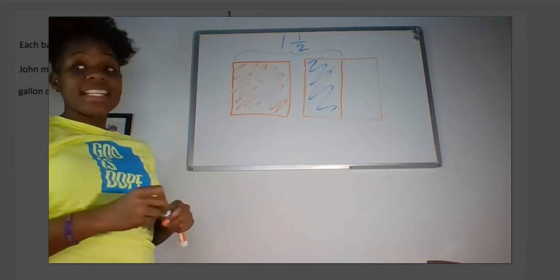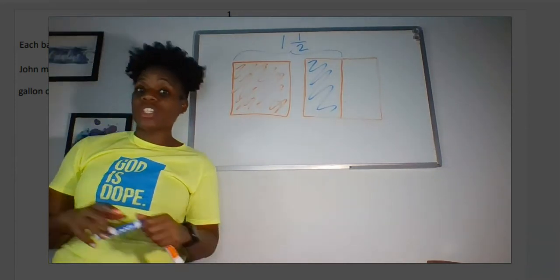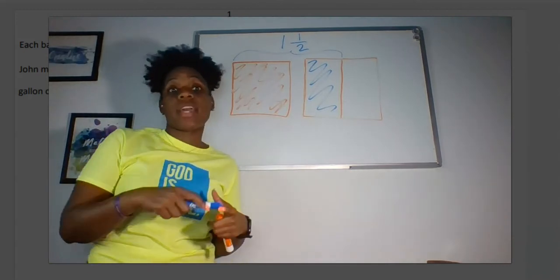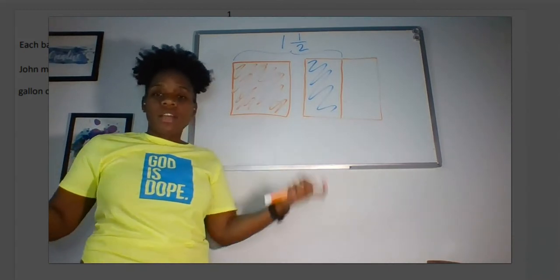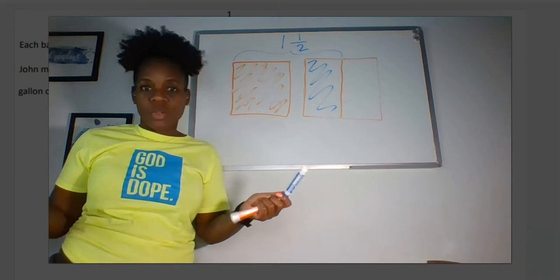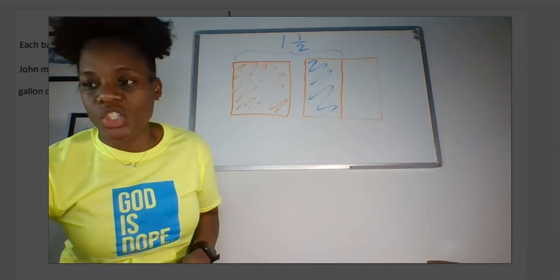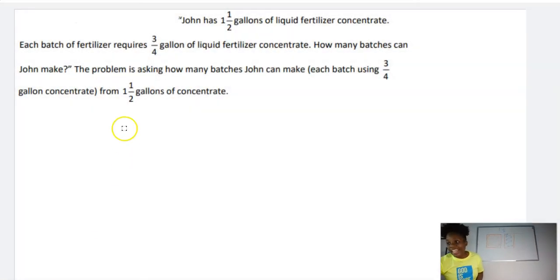Based off of the question, if you look at the question, it says that each batch requires 3/4 of the fertilizer, right? In order for it to work, of the concentrate. Let me go ahead and get the correct wording. It says, each batch of fertilizer requires 3/4 gallons of liquid fertilizer concentrate, all right? So we have 1 1/2 gallons of liquid fertilizer concentrate. Now, each batch of fertilizer requires 3/4 of what we already have.